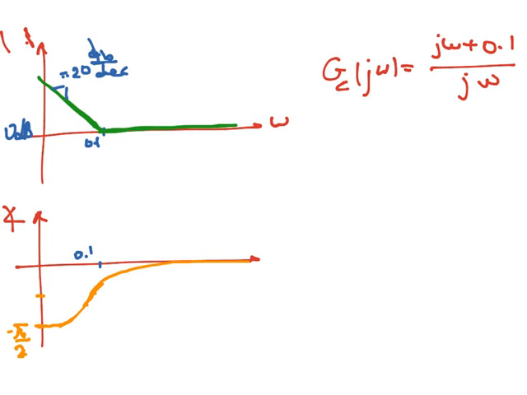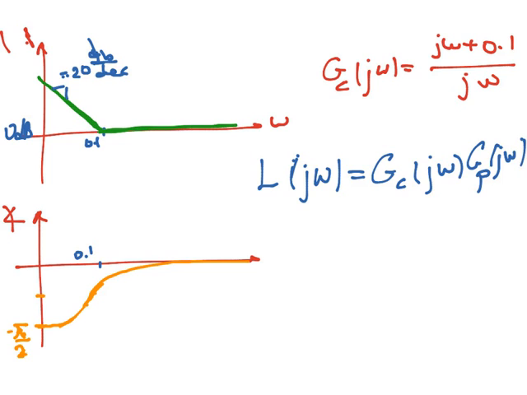Now if we combine GC(j omega) with the GP(j omega) that we already had, we will obtain L(j omega), which is our final transfer function for the loop. We have GC(j omega) times GP(j omega). So for L, we will get 0.1 times, or we can directly write now L(s).